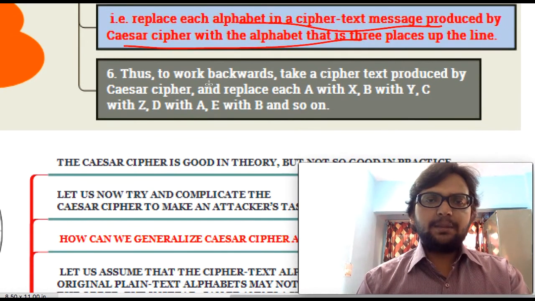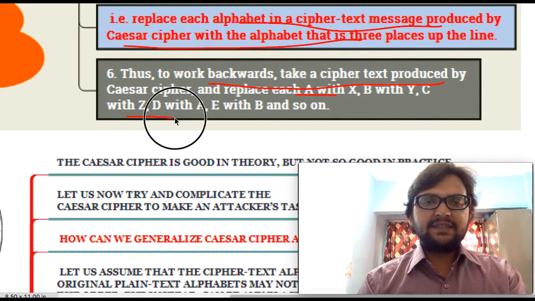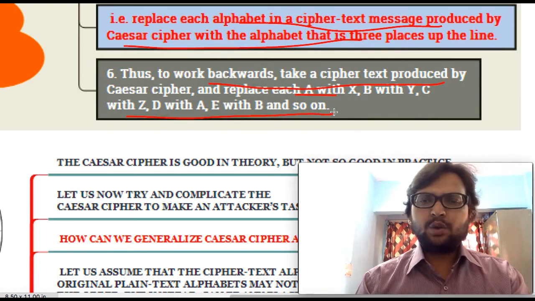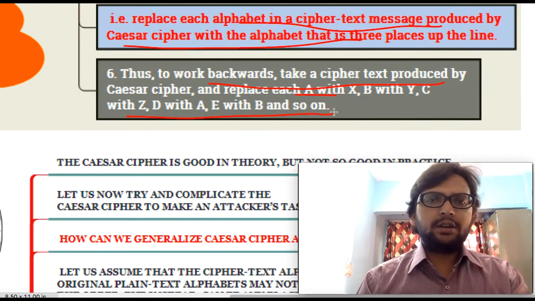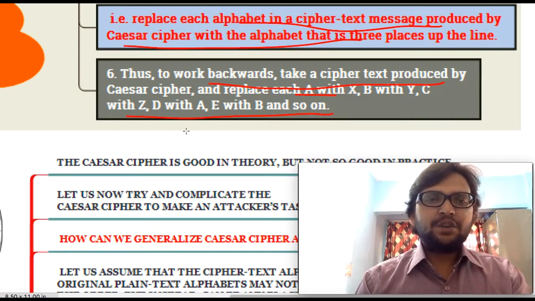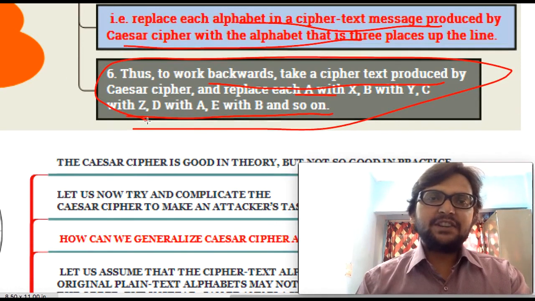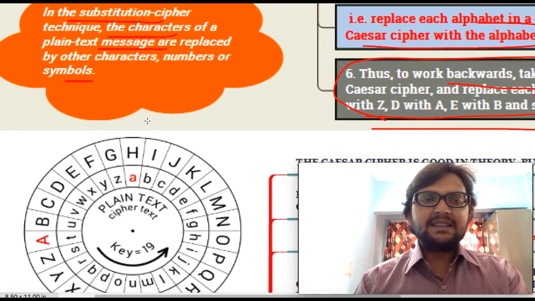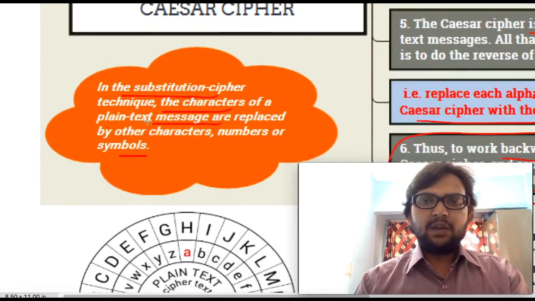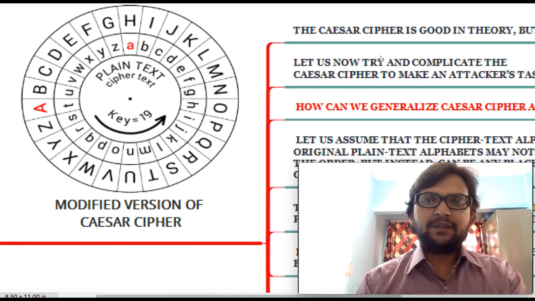It does the work backwards. Take a cipher produced by Caesar Cipher and replace A with X, B with Y and C with Z, and the same way we go on and on. I hope this particular point is clear. So as you can see here, this is what we mean by our first substitution cipher, that is Caesar Cipher. Now in the next lecture, we'll continue discussion about modified Caesar Cipher and polyalphabetic and many different algorithms.